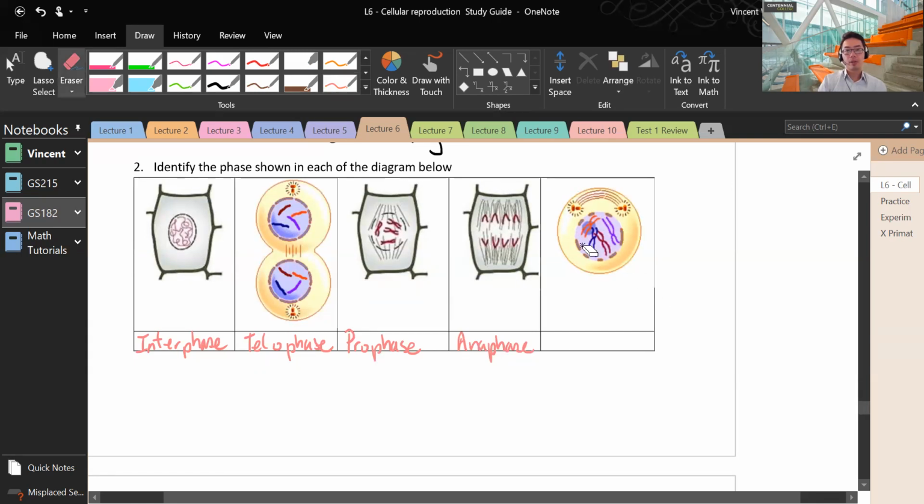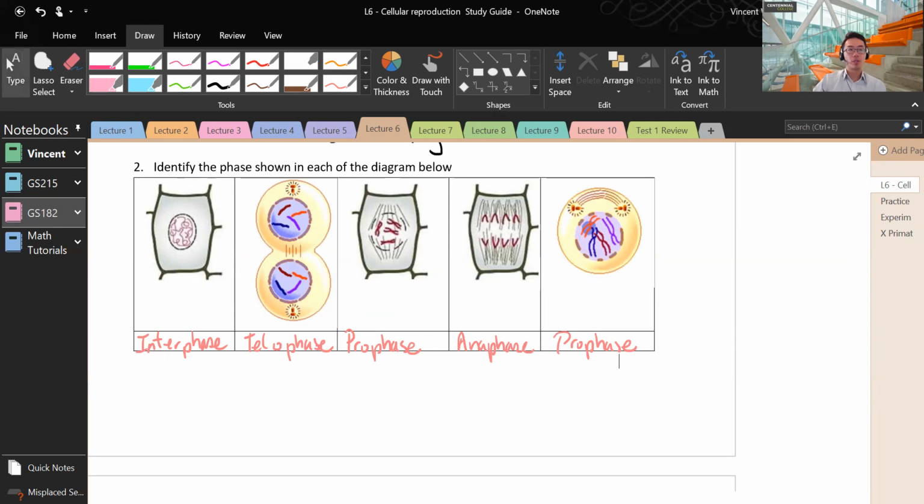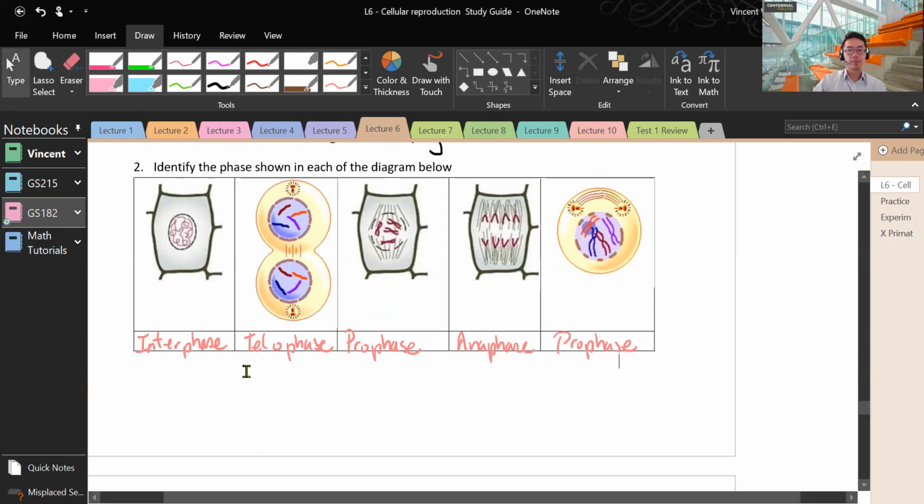Over here, same thing, the nuclear envelope is disappearing. The centrioles are moving to opposite sides, and we can see the fully formed chromosomes. This is prophase. Note that there are no centrioles in the plant cells. Nevertheless, the spindle fibers will still form.